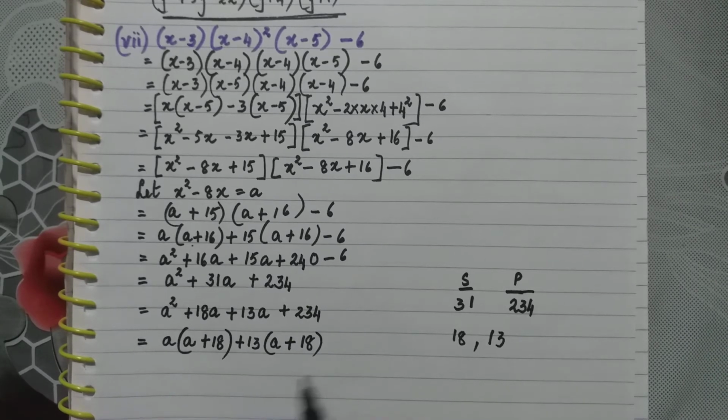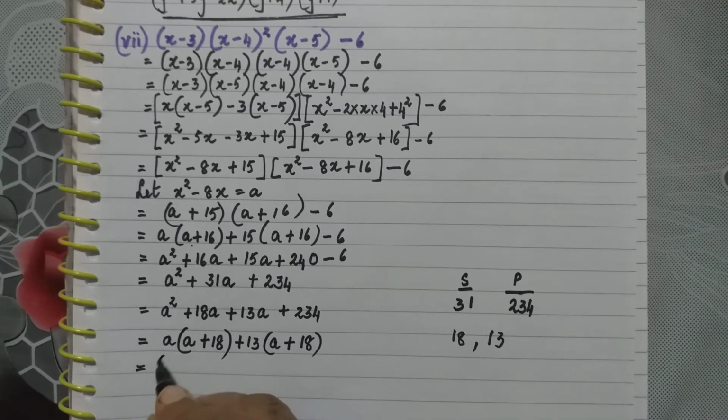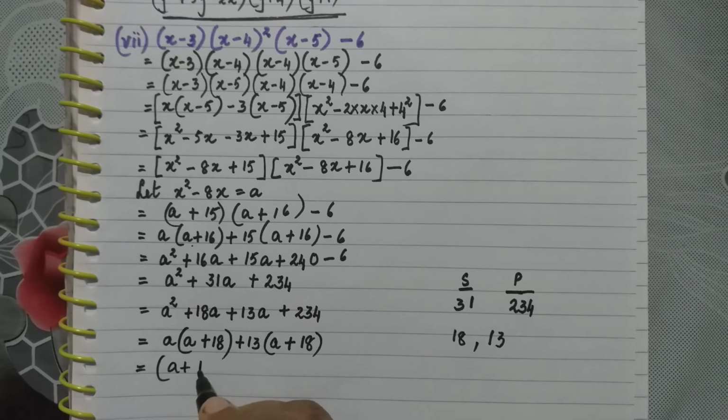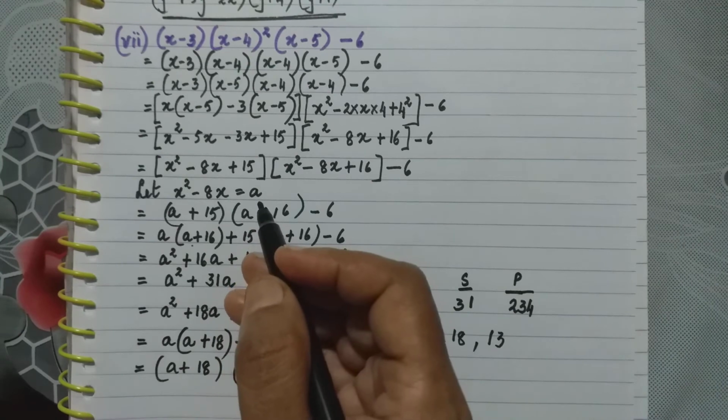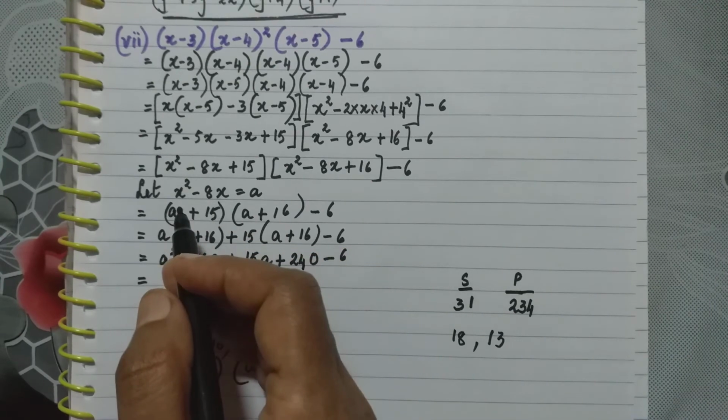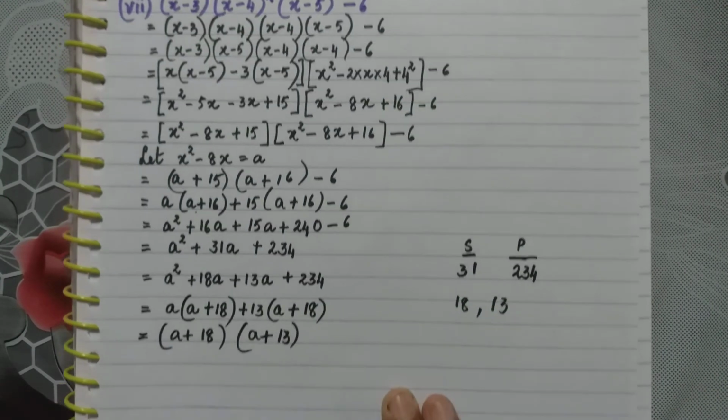So now in these two terms a plus 18 is common. So we write a plus 18. And what is outside the bracket? A plus 13, right? So we got a plus 18 into a plus 13. Now what have we to do? Resubstitute. What do we resubstitute? A as x square minus 8x.